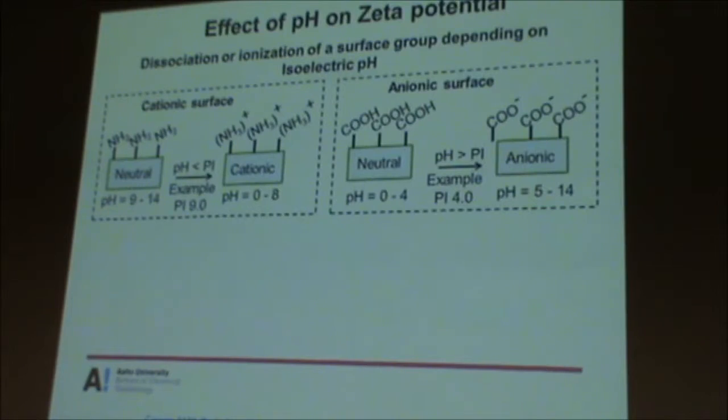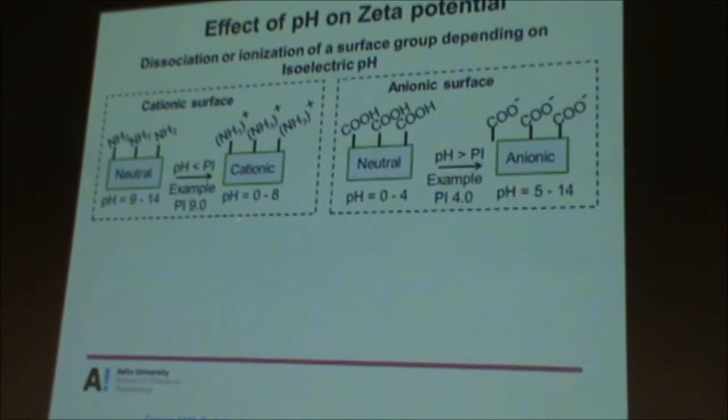Okay, so now there's one more point that I mentioned in the first slide, the isoelectric pH. Now we'll come back to that. The effect of pH on zeta potential. The basic concept here is zeta potential is directly related to the surface charge. If there is no surface charge, then you won't have any zeta potential. It's that simple. So now, if you take an amine coated surface, and if the pH range is 9 to 14, it's above the isoelectric pH. So there is no protonation, so they are neutral.